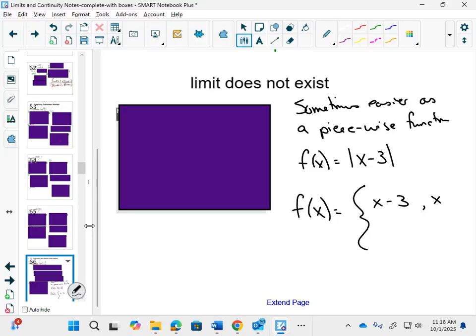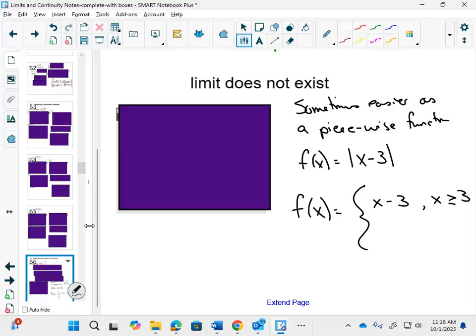Like, if the inside is positive, the absolute values don't matter, right? When is the inside positive? When x is bigger than or equal to what number? 3. So this graph is going to equal x minus 3 when x is bigger than or equal to 3.